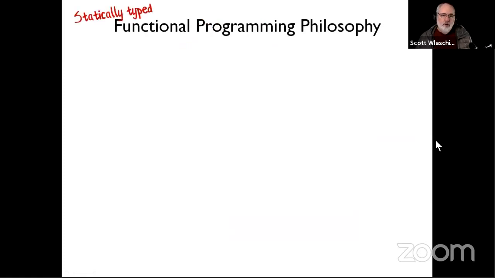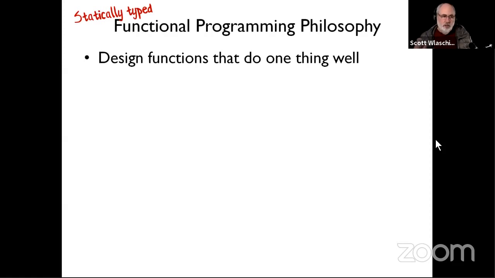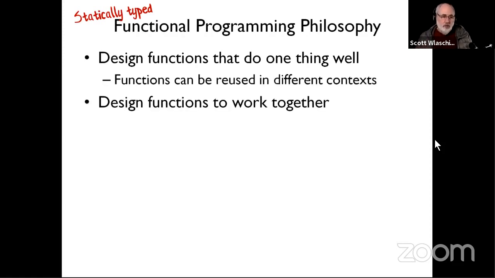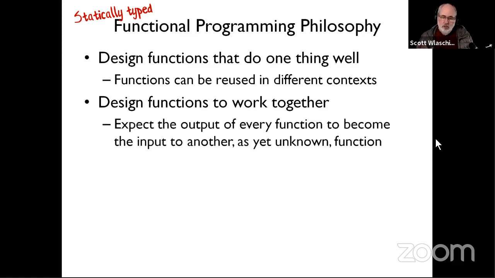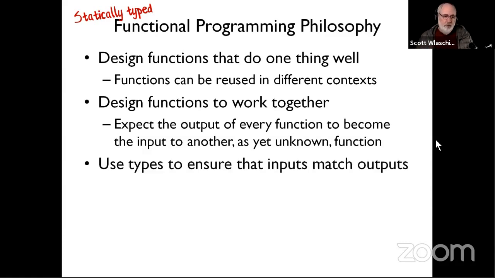Now, functional programming has a very similar philosophy. You design small functions that do one thing well, and each function can be reused. And then you design the functions to work together, because you expect that each piece might be used in different contexts. So you design the outputs and the inputs so they're useful to other people. They're not just useful to one thing.